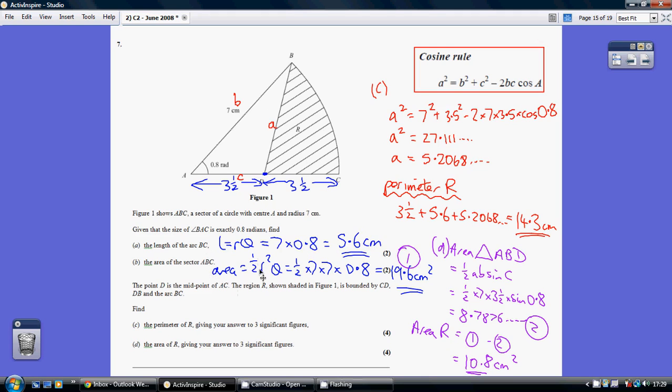Again, learn the formula half r squared theta. So obviously the length AC is just another radius of the circle, so that's also 7. So half times 7 times 7 times 0.8, which is 19.6.